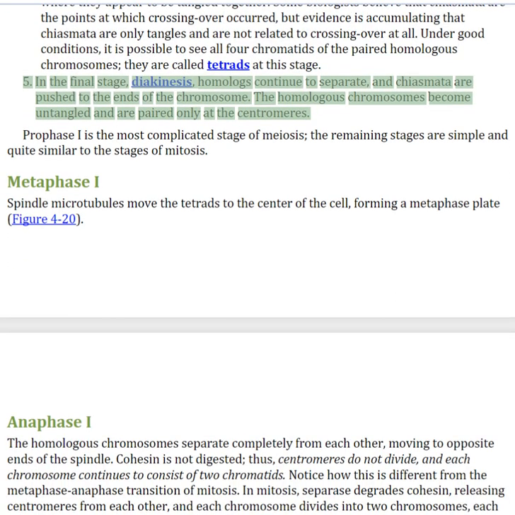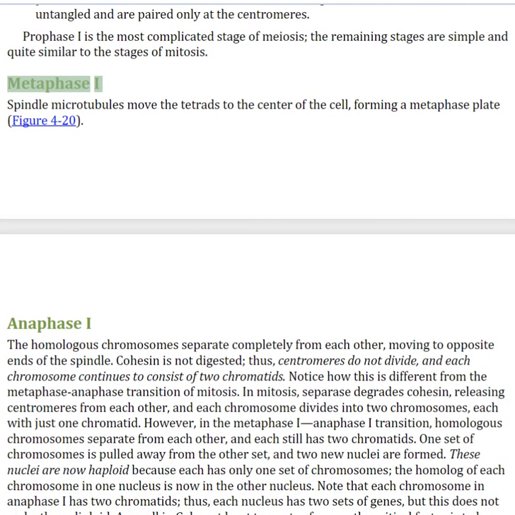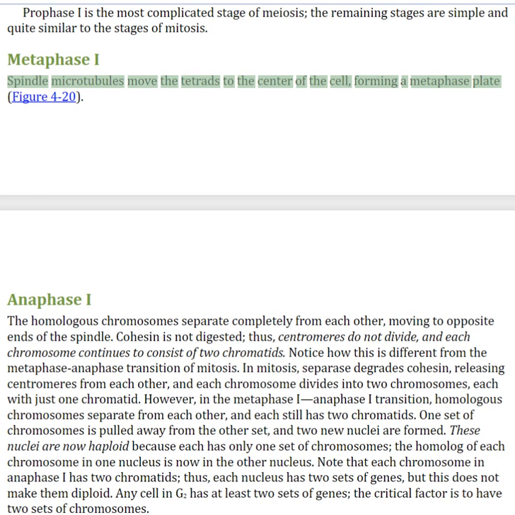5. In the final stage, diakinesis, homologs continue to separate, and chiasmata are pushed to the ends of the chromosome. The homologous chromosomes become untangled and are paired only at the centromeres. Prophase I is the most complicated stage of meiosis. The remaining stages are simple and quite similar to the stages of mitosis. Metaphase I. Spindle microtubules move the tetrads to the center of the cell, forming a metaphase plate.